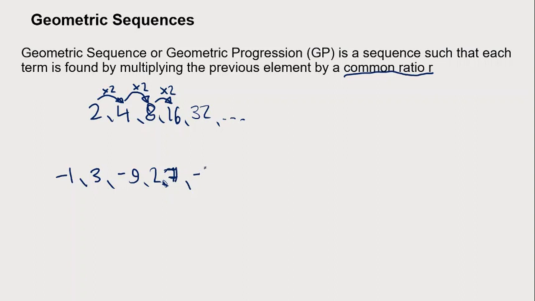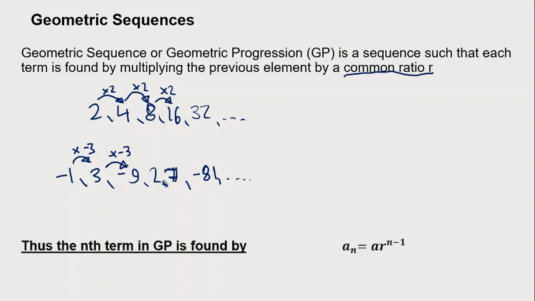Then -81, and so on. Okay, in which case the common ratio, we are talking about a GP here, is multiplied with -3 all the time. So this is the sort of sequence we are talking about when we get any term by multiplying the previous term by a common ratio.